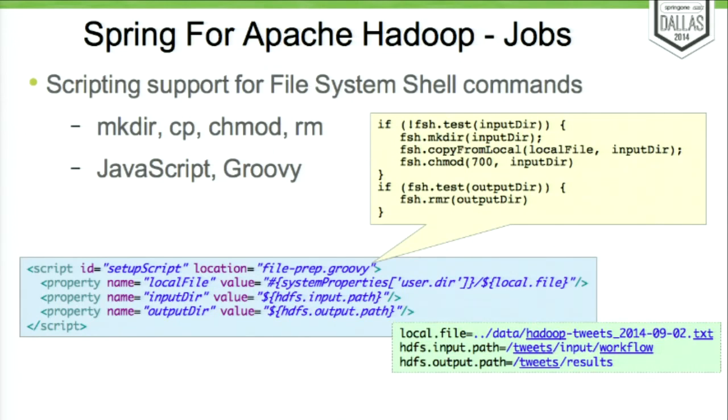So here I just test for the input directory. If it's not there, I create it, copy the local file in there and set the permissions on it. And I also check whether the output directory is there. My MapReduce jobs will not run if the output directory exists. It'll throw an exception. So I just remove that output directory.